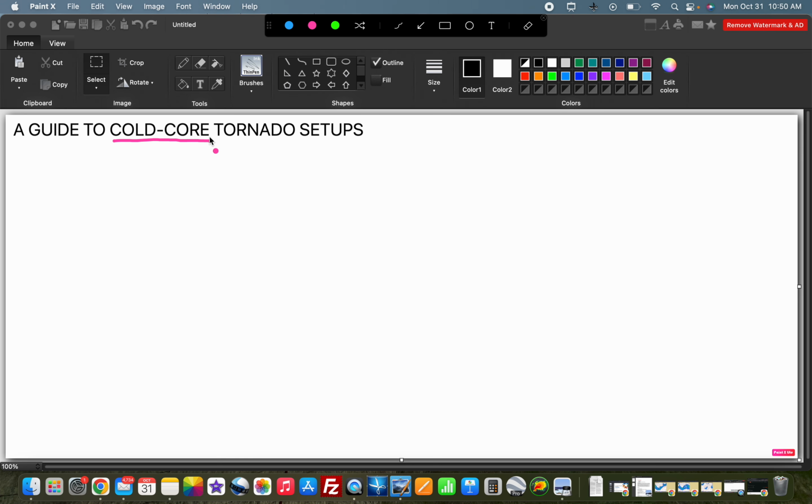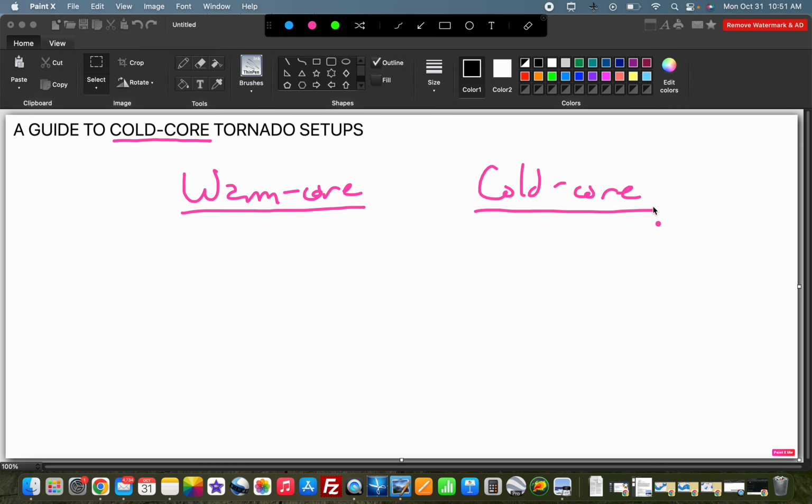First, we need to define what cold core actually means. We're basically referring to the type of low pressure system that we're dealing with, and we can have a couple of different types here. We can have a warm core system, or we can have a cold core system, and the names are pretty self-explanatory. A warm core system is a low pressure system that has lots of warm air at its center, and a cold core system has lots of cold air aloft at the center of low pressure.